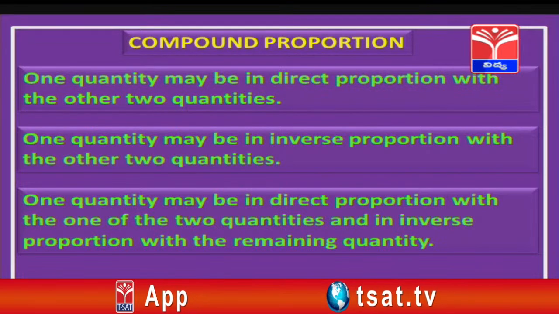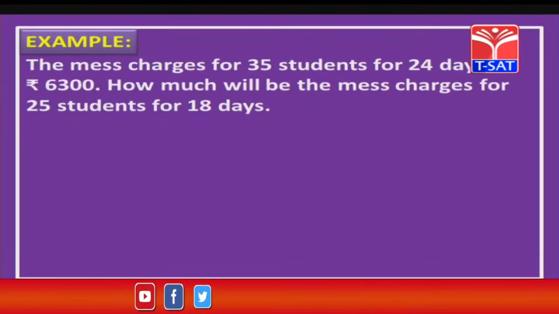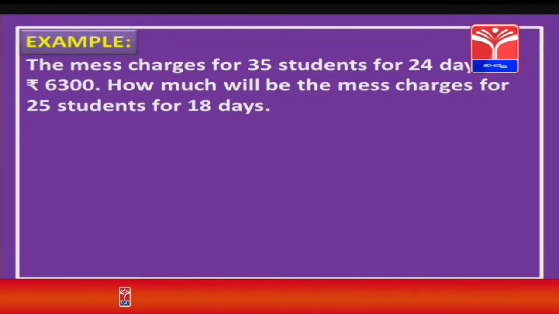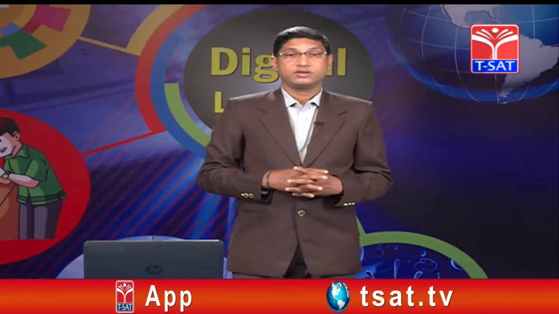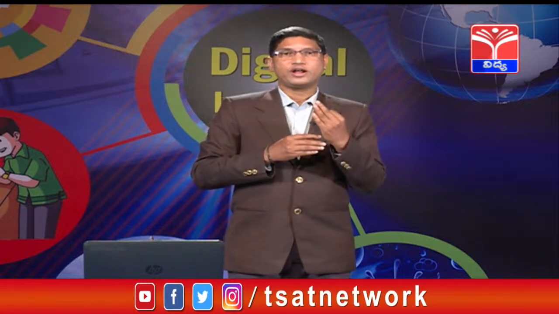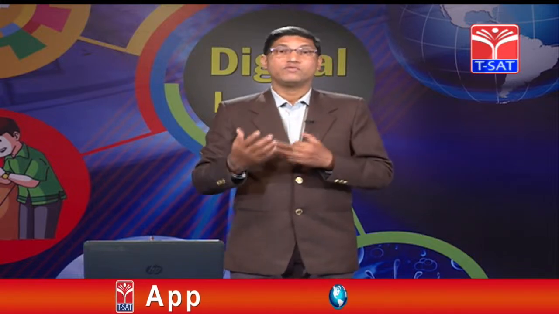Now let us understand more clearly by taking an example. The mess charges for 35 students for 24 days is 6,300 rupees. How much will be the mess charges for 25 students for 18 days? So here there are three quantities: mess charges, number of days, and the number of students. So there are three quantities here. Now you have to find out which two are in direct proportion or which two are in inverse proportion, or whether you have one direct and one inverse proportion.